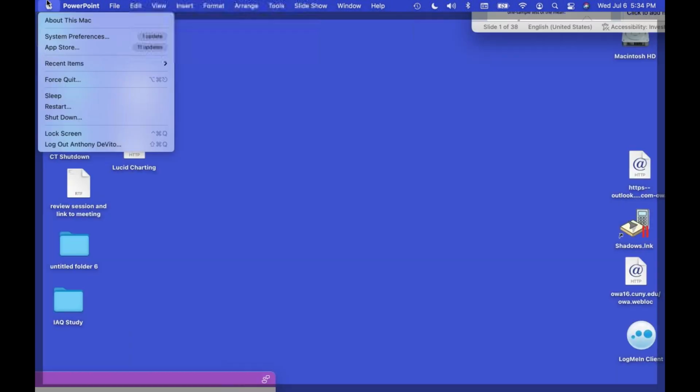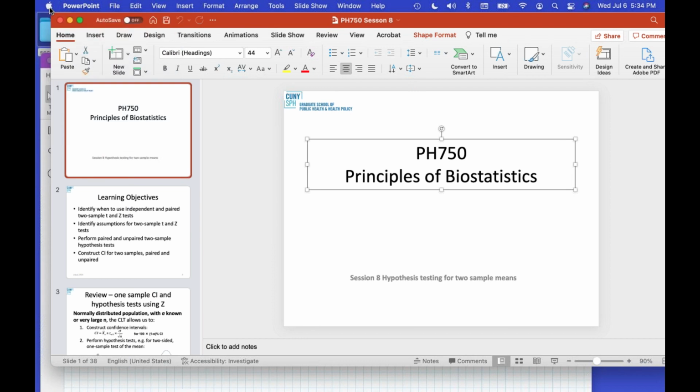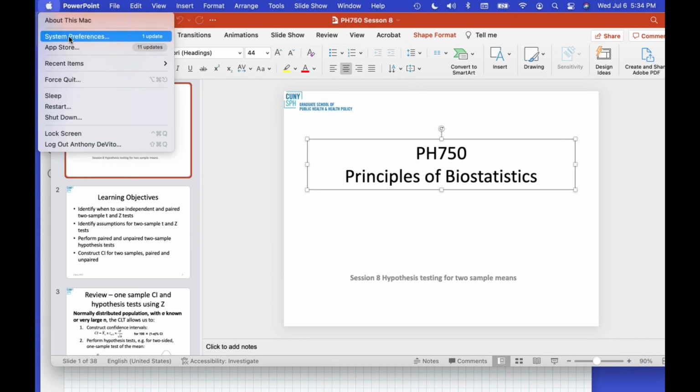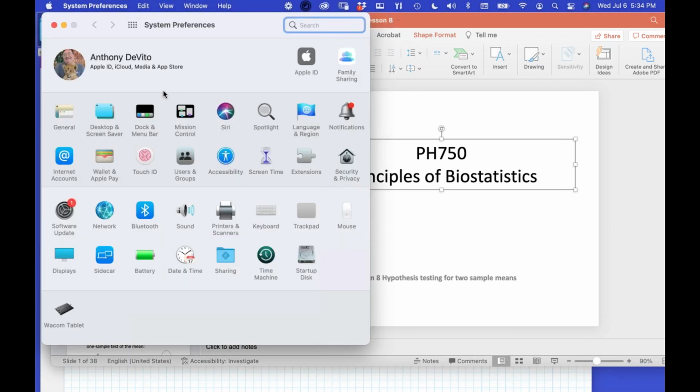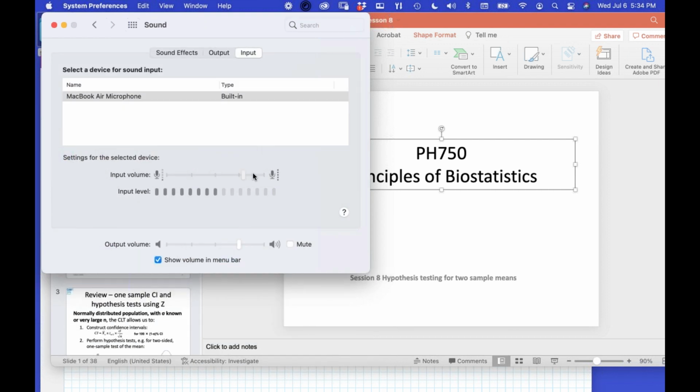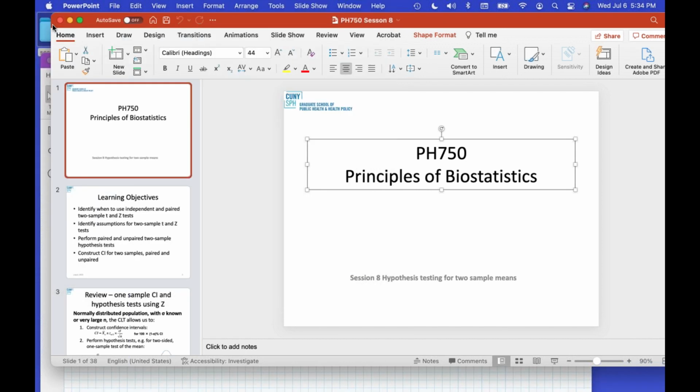Okay, I got a note there. I need to increase the volume a little bit. Hang on a second. Let's see if we can do that. Okay, I can push it up here. Okay, how's that? Can you hear me better? That is the input. Yes. Hopefully that helps a bit.